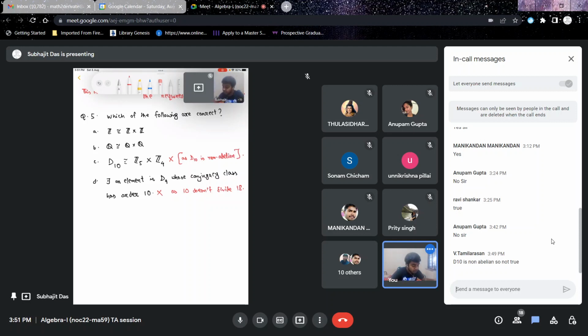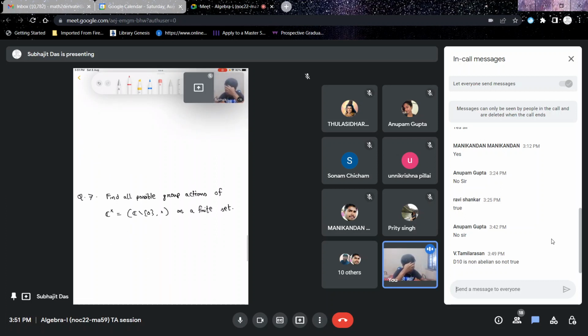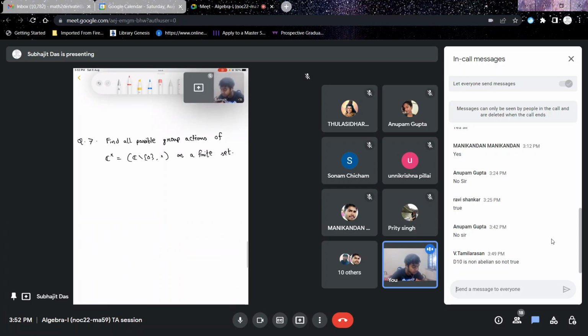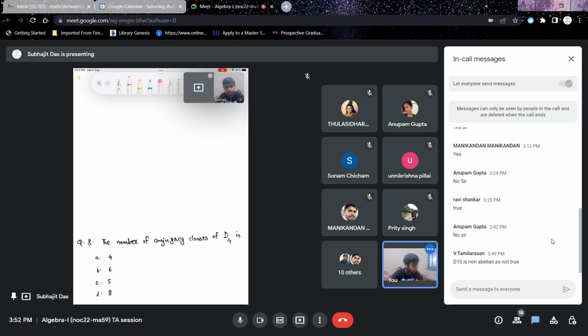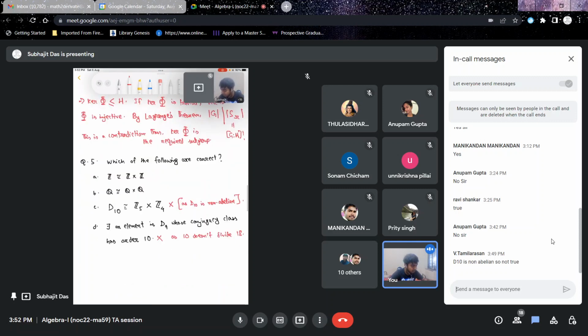Right? So I was planning to do more questions. I was also going to talk about twofold semi-direct products of Z. This was one question that I had in mind: find all possible semi-direct products of Z with itself. And also conjugacy classes of D4, because you have a question in your assignment to find the number of conjugacy classes of D5, I guess. Since we don't have much time left, only 6 to 7 minutes maybe, I will just write down these questions, solve them, and upload them so that you can see them later. But for the time being, let's answer the rest of the two.